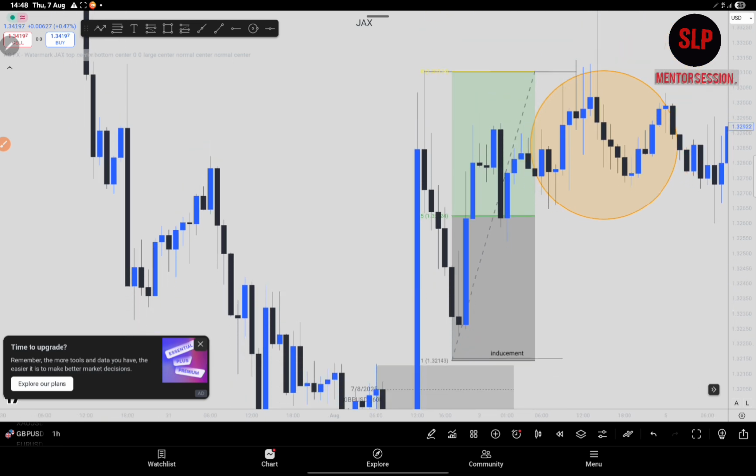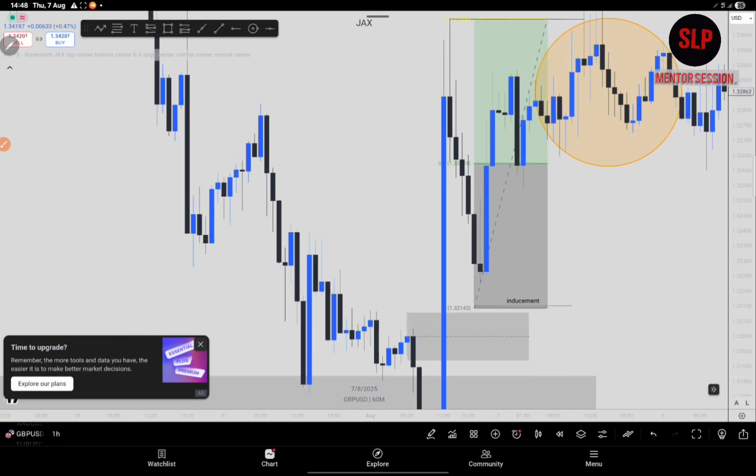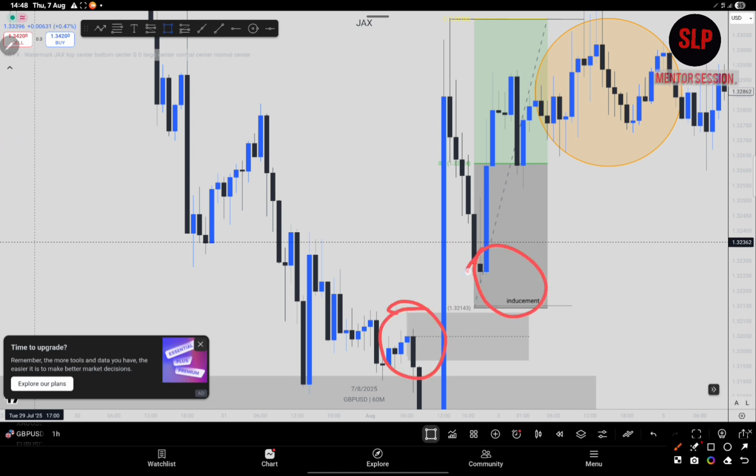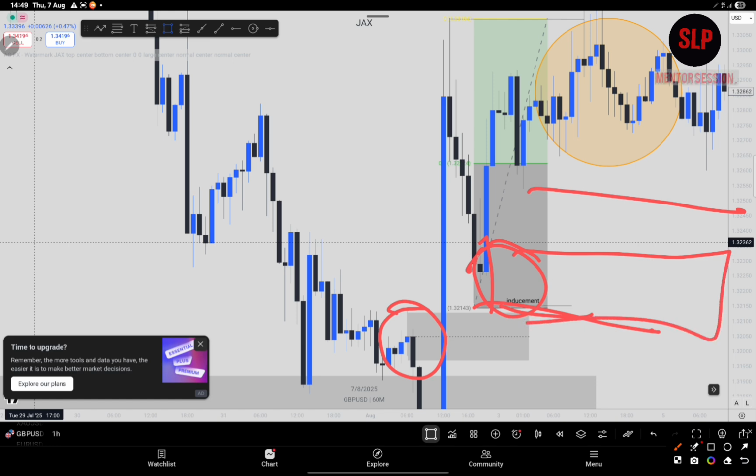Remember, normally this should be the next POI. After this POI, this should be the next POI. This should be the next POI. This should be the new higher low. So this low is not the low that is supposed to be broken. So this should be the inducement, and this should be the point of interest. Now that's it. That's where we're supposed to take.